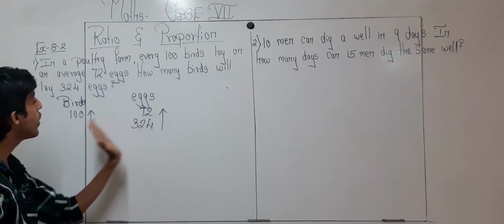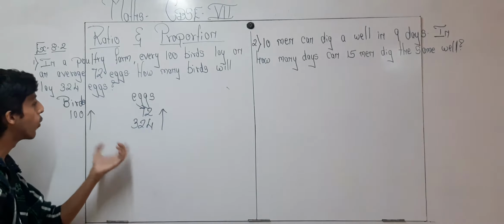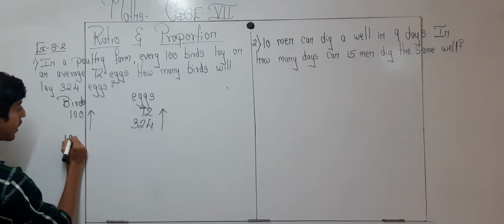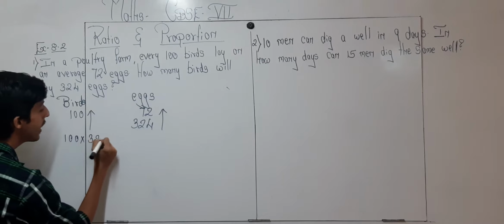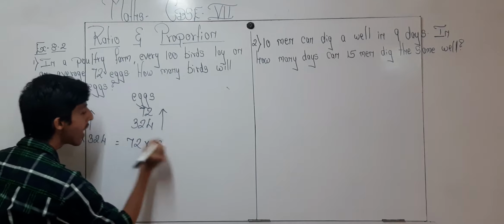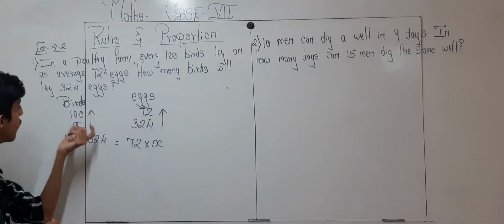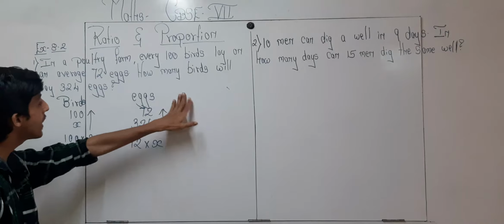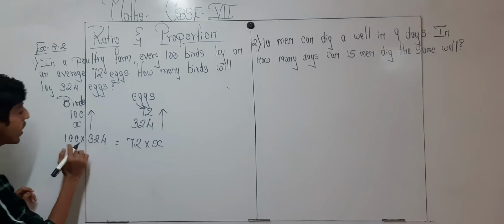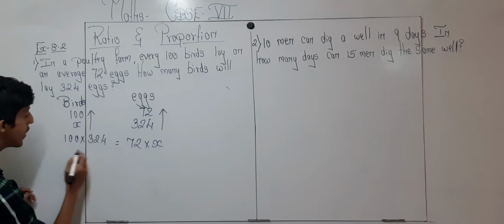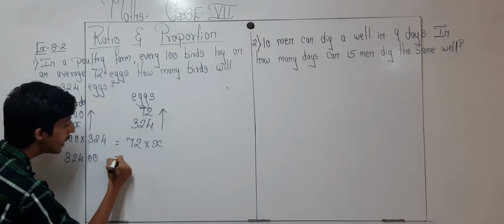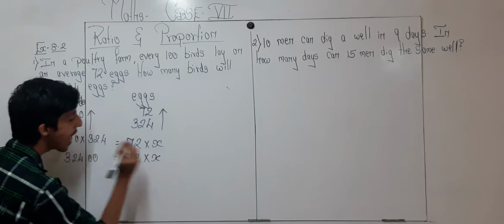Okay. So what we have to do? In direct we have to do cross multiplication. Okay. So over here, 100 multiplied by 324 is equal to 72 multiplied by x. Over here x, we have to find the number of birds. As the eggs are getting increased, the birds will also be increased. So what we have to do? Cross multiplication. So if I am multiplying 100 into 324, it will give me 32400 is equal to 72 multiplied by x.